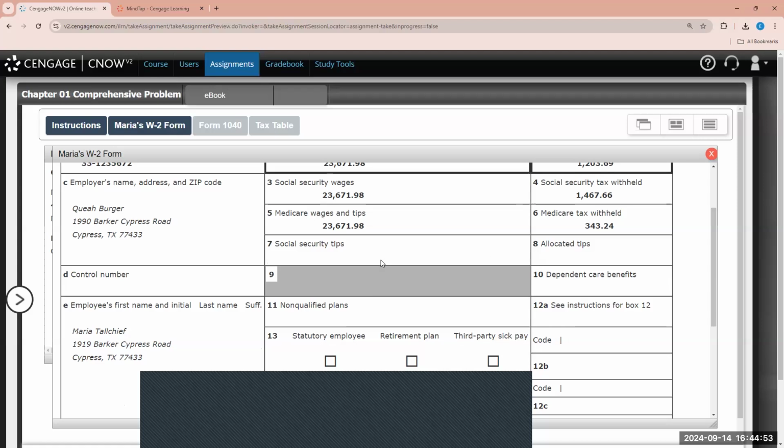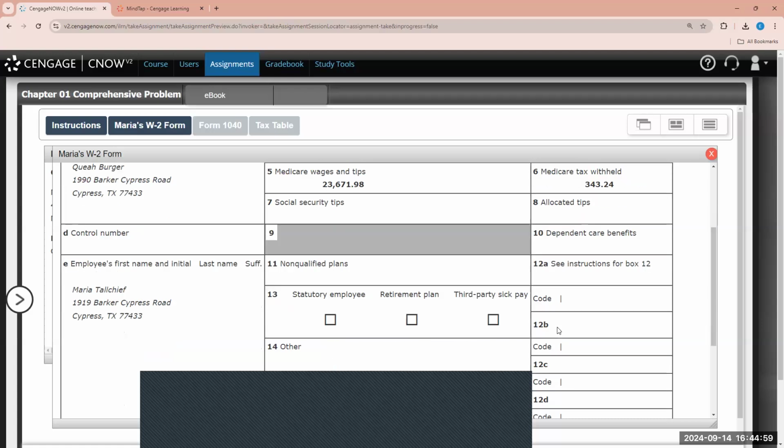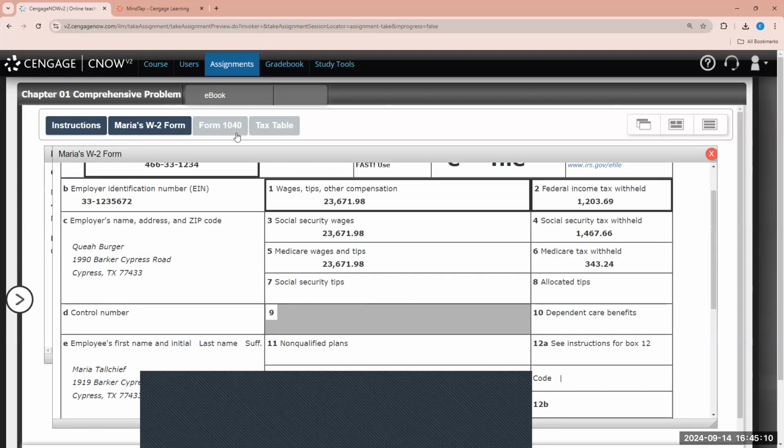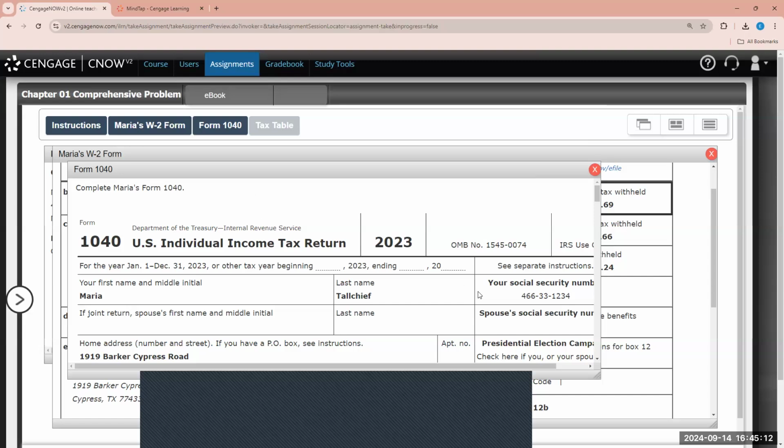And then depending on the type of job you have, boxes 7, 8, 10, 11, 12, all of these things might or might not be completed. And then again, Maria lives in Texas, so none of the state information applies because she is not subjected to state income taxes. So we move on to our Form 1040.